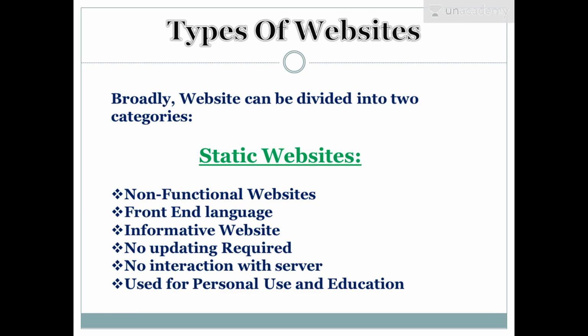The next question is, what are the types of websites? So broadly, we normally divide any website into two categories. The first one is the static website. As is clear from the name, this is a static, or still, website. It means the features of these websites are: it is a non-functional website, it uses only front-end languages, it is an informative website, no regular updating is required, no interaction with a server is required, and it can be used for personal use or education.